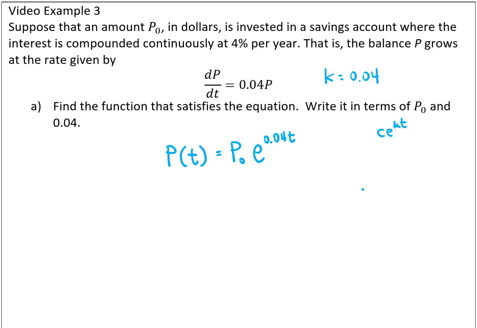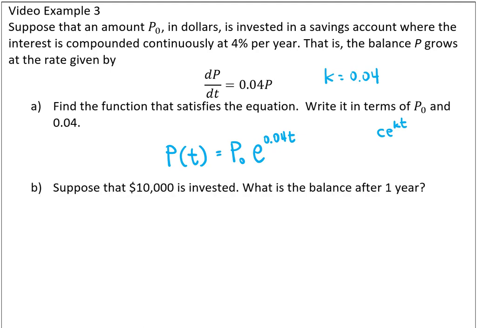There's our equation. Part B asks us, suppose that $10,000 is invested. If we invest $10,000, then that's our P0. So let's rewrite our equation. That would make us have P of t is equal to 10,000 e to the 0.04t.